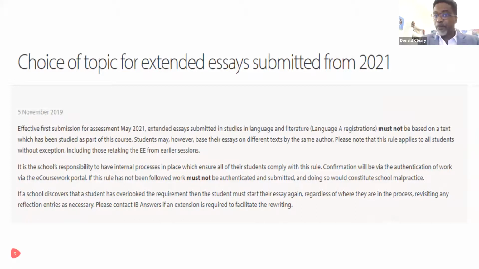And if by any way the IB realizes or finds out that this is the case, then it will come right back to us. So I encourage you to ensure that students do not double dip. The IB goes as far as saying, if you find this out at the latest stage, the student has to redo their EE. It doesn't matter when.